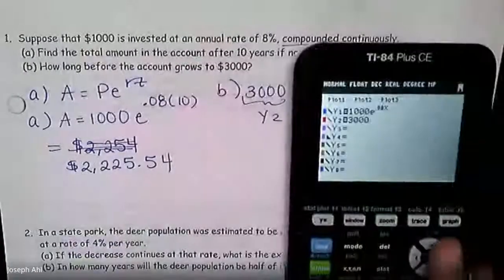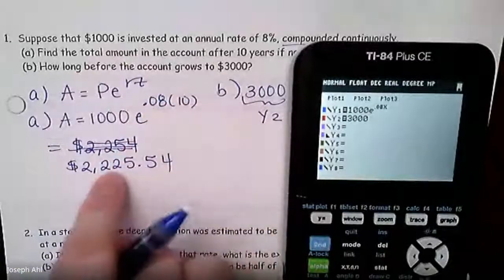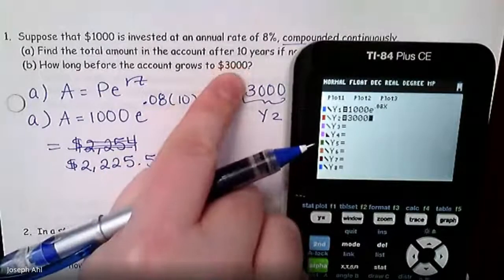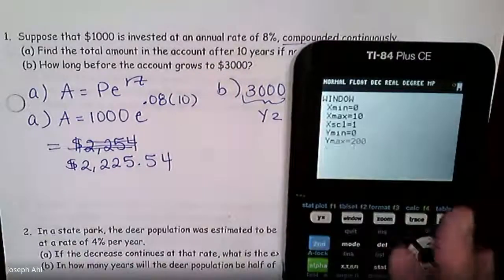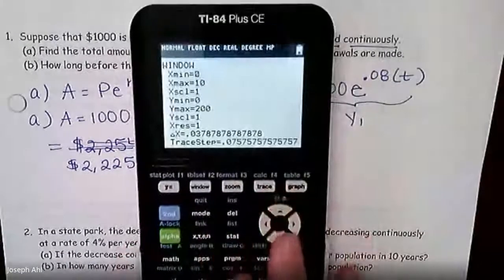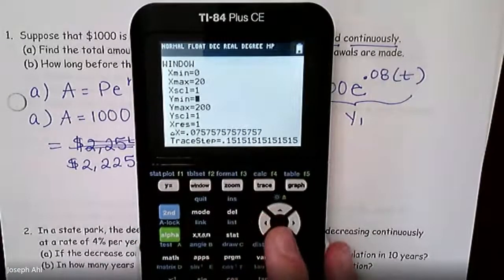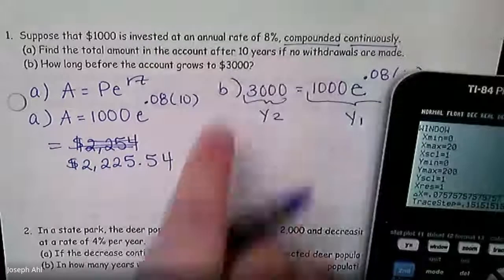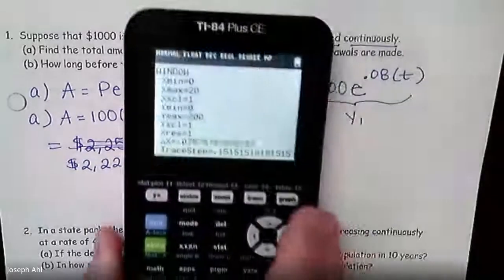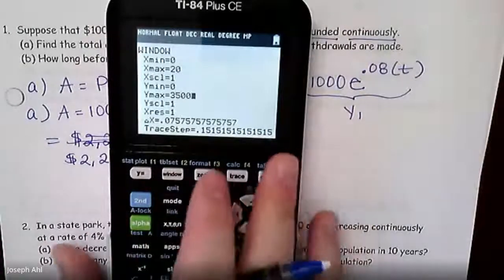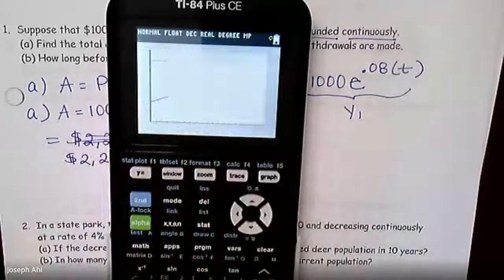Let's see, what do we know? We know that in 10 years the amount was this much, so it's going to take more than 10 years to get to $3,000. The reason that's important is when I go to window, right now my X-max is at 10 years. I'm going to go out to 20 years. Hopefully it happens by then. If not, I'll extend it out a little bit further. We're looking for the amount, the Y value, to be 3,000, so we've got to go at least up to 3,000. Maybe I'll go up to 3,500 just to give myself a little bit of breathing room at the top of my screen. Hit graph. We're going to see that exponential.